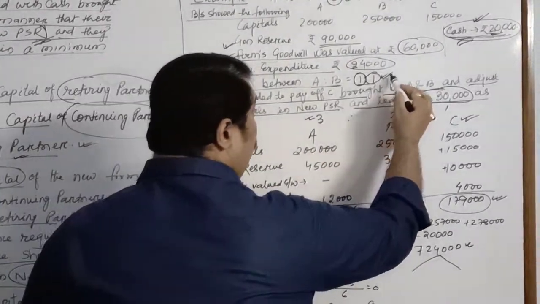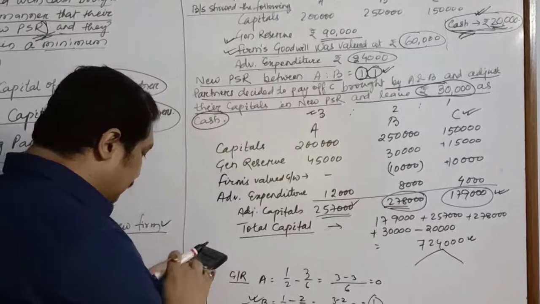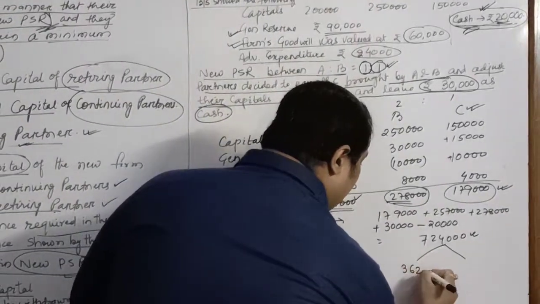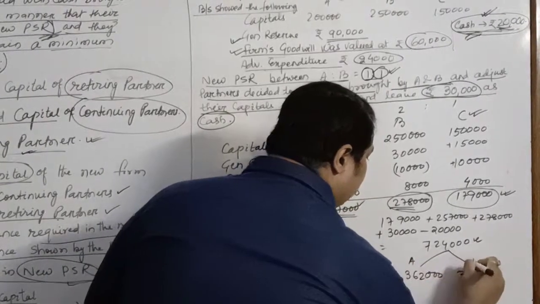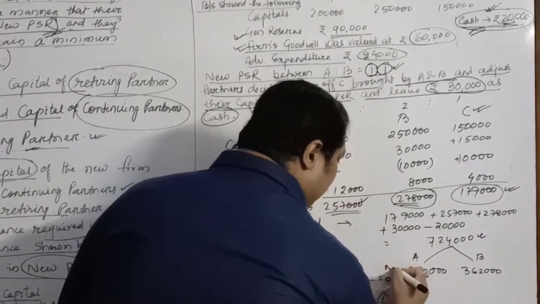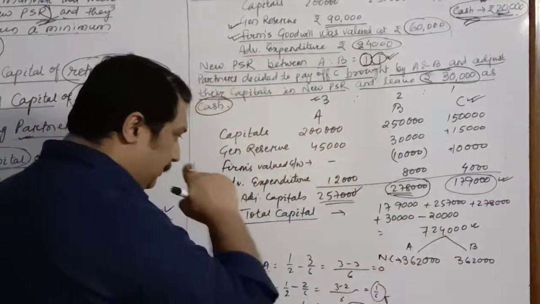Now this is the total capital which you will distribute in the new ratio. What is the new ratio? 1:1. That means the share of each will be 3,62,000. This is A's share, this is B's new capital. This is the new capital of both the partners.